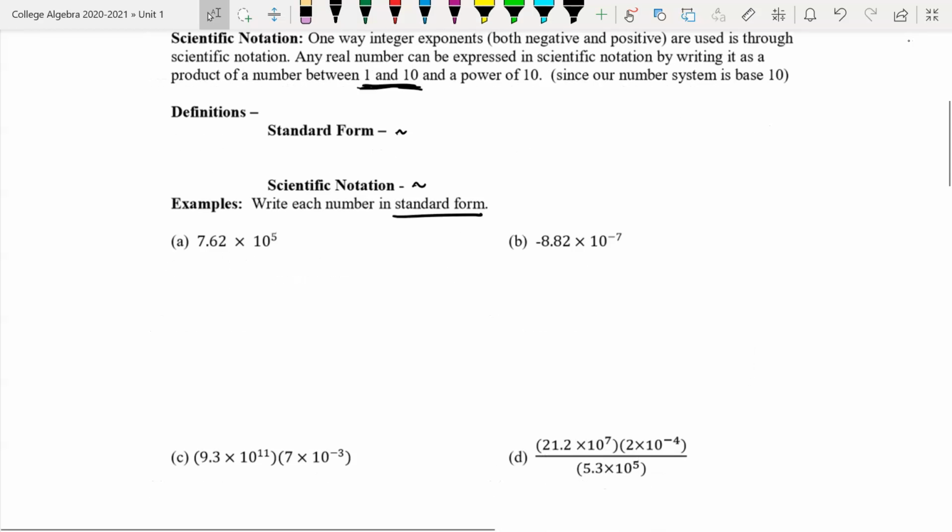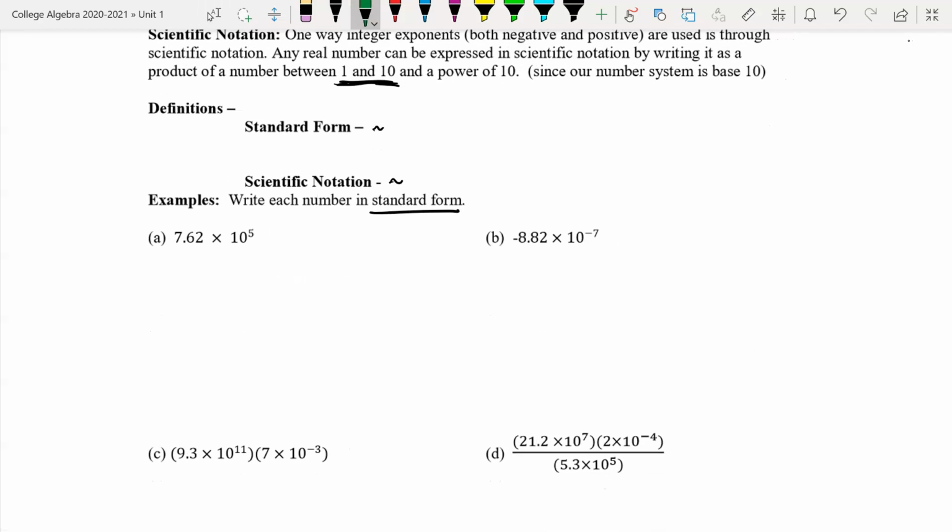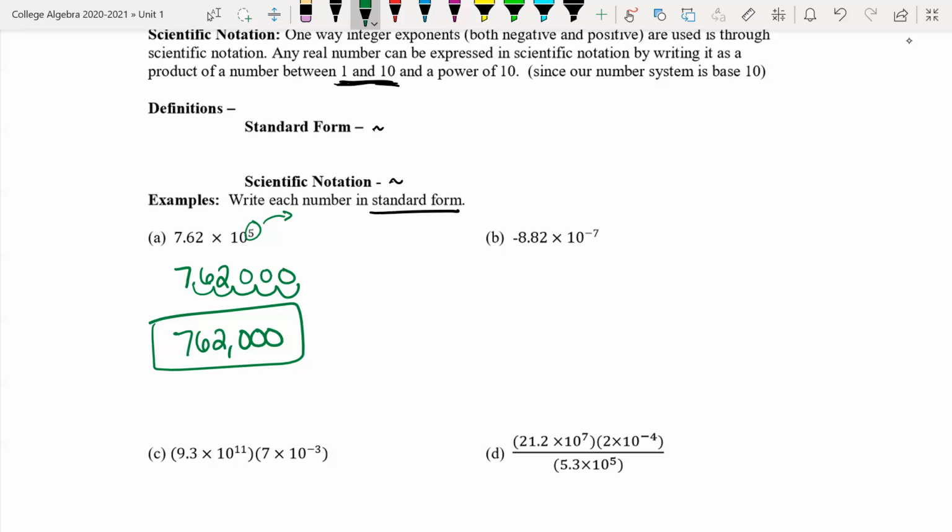All right, so like this one, they gave me the answer in scientific notation. However, it says times 10 to the fifth, and write it in standard form. I want to write it out, and so I've got to move my decimal. If it's positive, I move it to the right. So I go 1, 2, 3, 4, 5. Anytime you don't have something there, you add a 0. So the answer is 762,000. Okay?